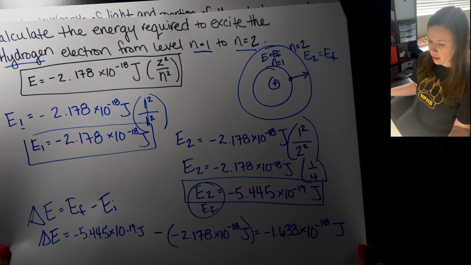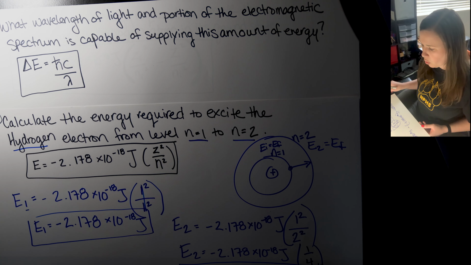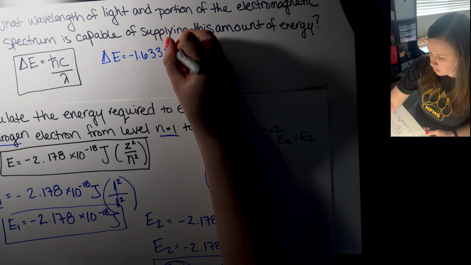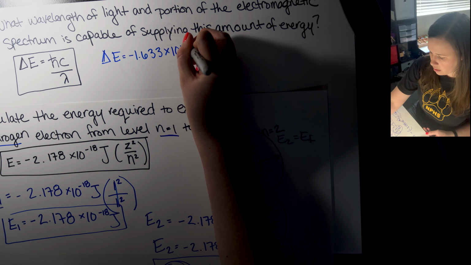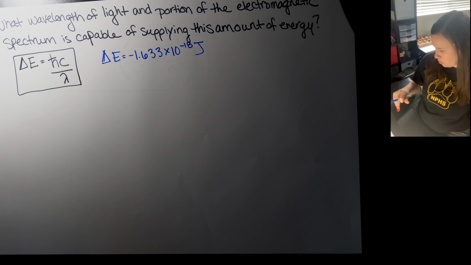This question actually has a second part to it. What wavelength of light and portion of the electromagnetic spectrum is capable of supplying this amount of energy? So first I want to carry over my change in energy from the first part of the question. We determined delta E to be 1.633 times 10 to the negative 18th joules. And I'm going to move on from that first part of the question.